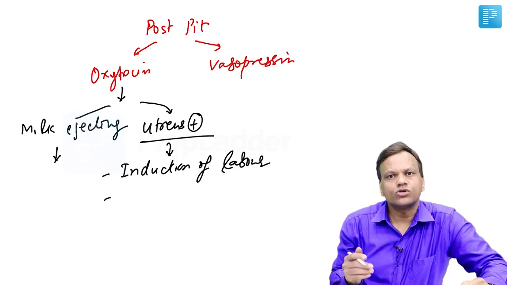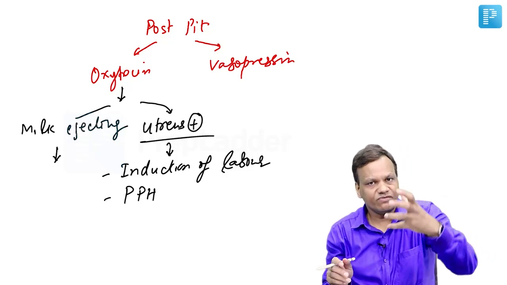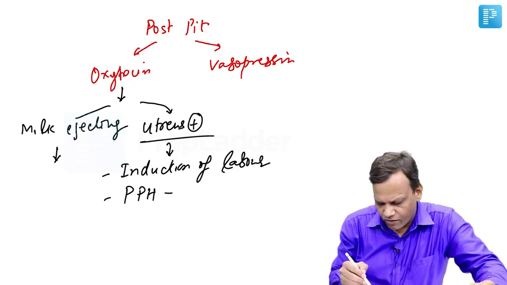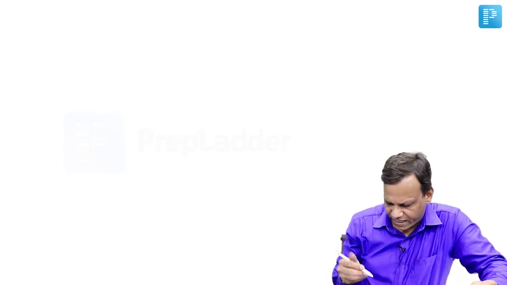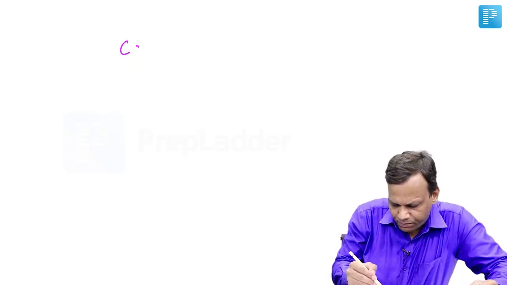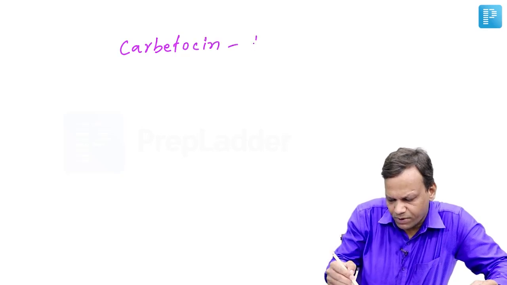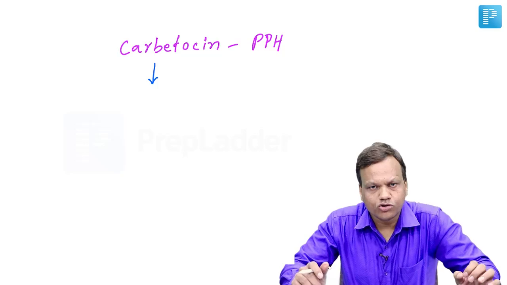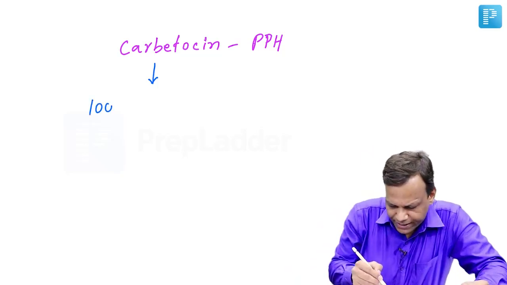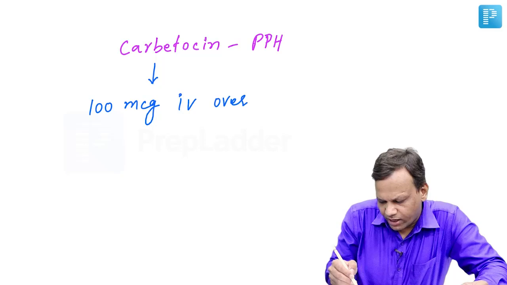And second, oxytocin is also drug of choice for postpartum hemorrhage. So when there is bleeding, we will contract the uterus. It is drug of choice for postpartum hemorrhage. Now one of the oxytocin derivatives, which is called carbetocin, is also used in postpartum hemorrhage. And the dose of carbetocin is sometimes asked. The dose of carbetocin is 100 microgram intravenously over 1 minute.